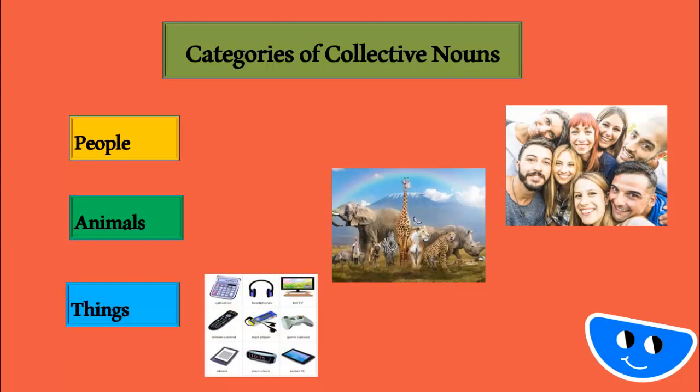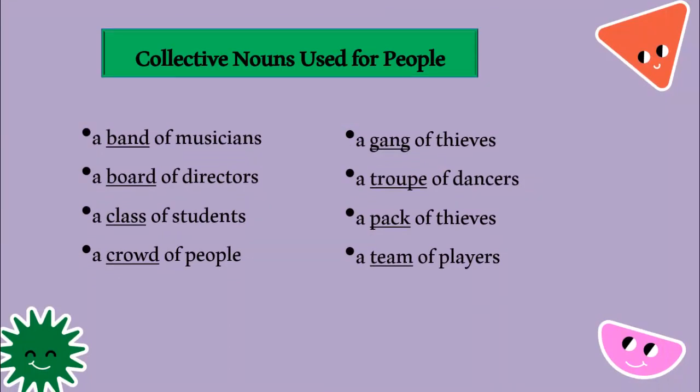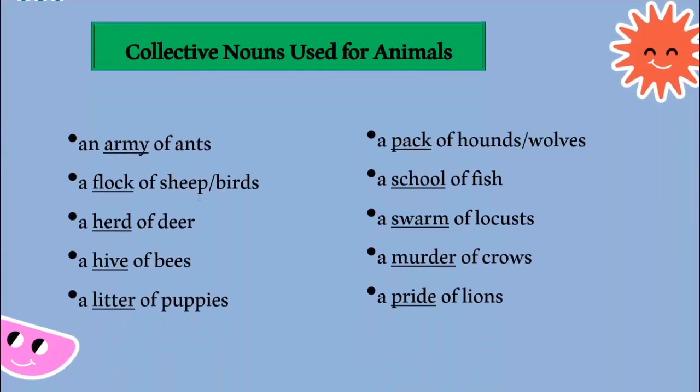Some examples of collective nouns that we can use for people are a band of musicians, a crowd of people, a gang of thieves, a team of players, etc. Now have a look at the ones that can be used to describe groups of animals, birds or insects. For example, an army of ants, a litter of puppies, a pack of wolves, or a pride of lions.